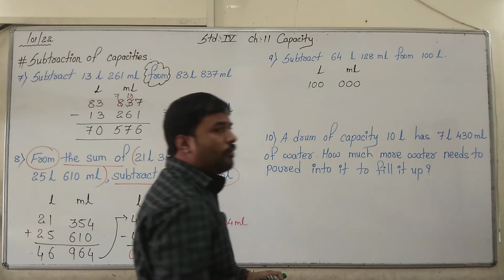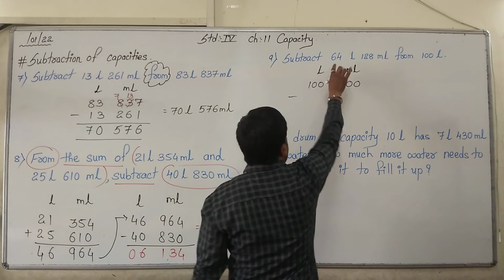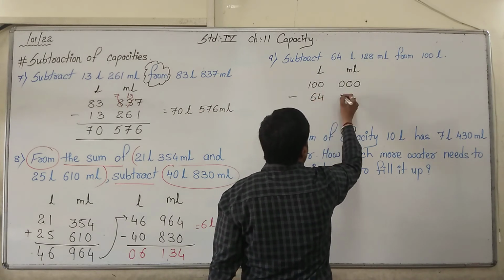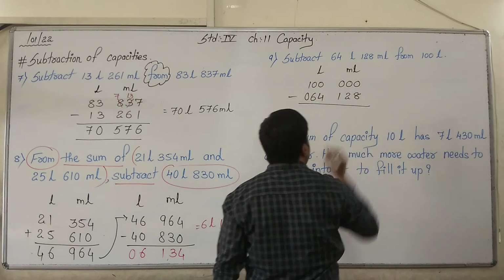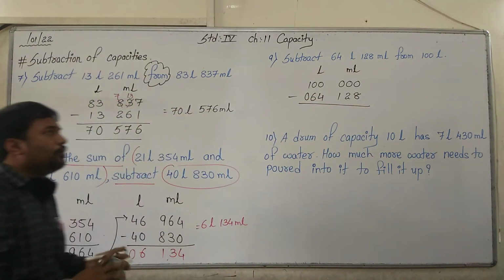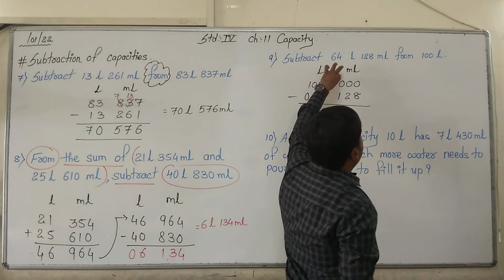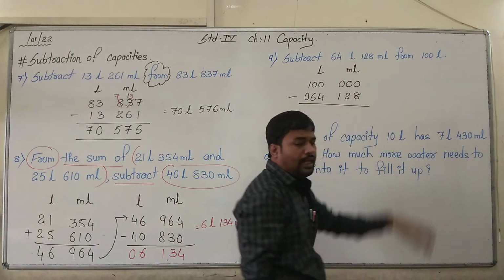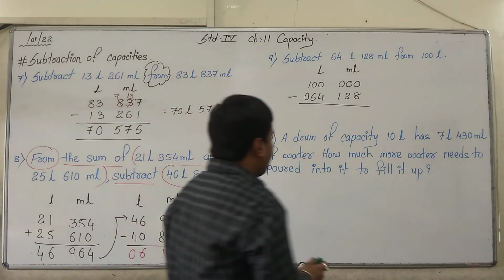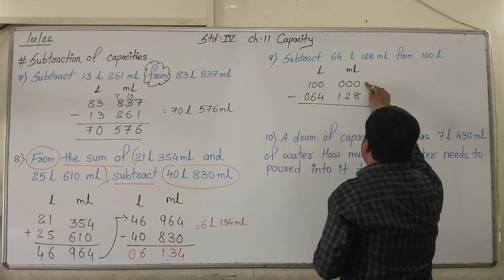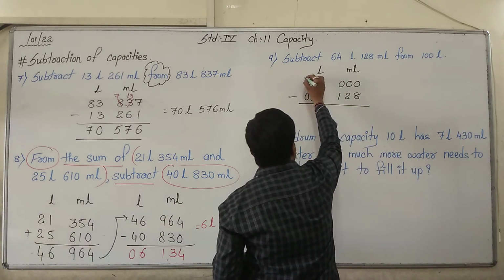Why 000? Because milliliter contains 3 digits. Minus 64 and 128. Understood what we did? With 100 liter there is no milliliter, so I have to place 000. Now, can I subtract anything from 0? Can I borrow anything from 0? No. So I have to move towards the first number.